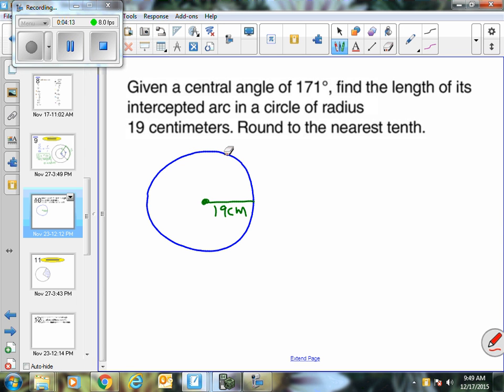Okay, so a central angle, remember what that means from geometry. Think about that for a second. Where's the vertex of the angle located if it's a central angle? Well, that'd be at the center of the circle. And then the angle that they're talking about is 171.